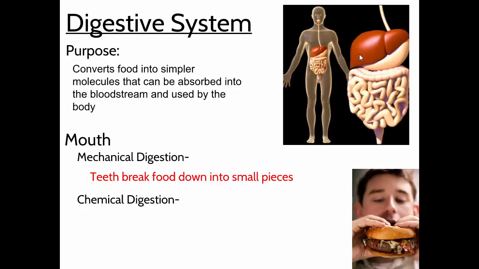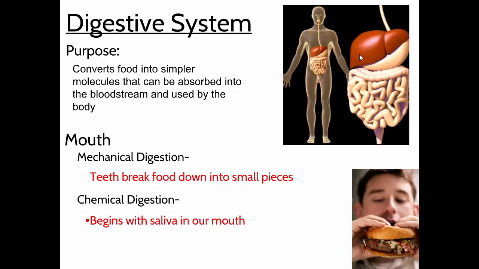Then chemical digestion begins. Chemical digestion is when enzymes in our body cause chemical reactions which break the molecules into smaller pieces. It actually starts in our saliva. So saliva in your mouth, it's not just like water. It has enzymes in it, digestive enzymes. The enzymes in saliva break down starch.